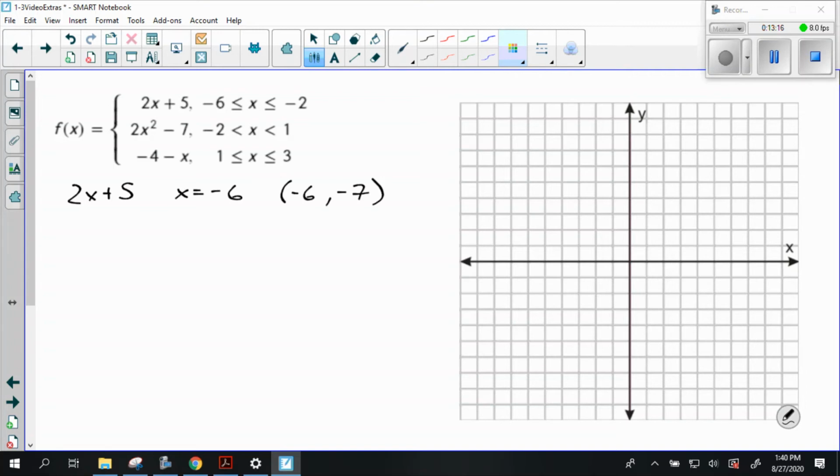Okay, let's also look at what's happening when x is -2. When x is -2, y is going to be -4 plus 5, or 1. Let's go ahead and plot those points. Now, we're also going to notice that we're including each of those because our inequality is including equals as well. So let's go ahead and graph this one in blue.